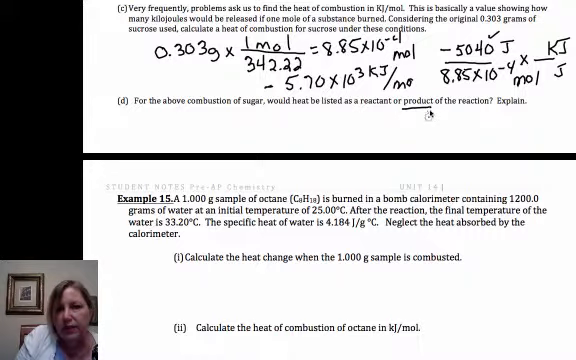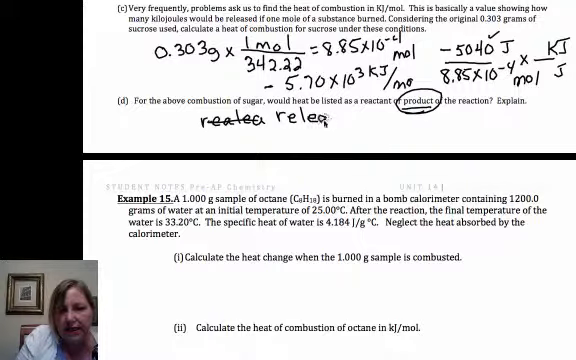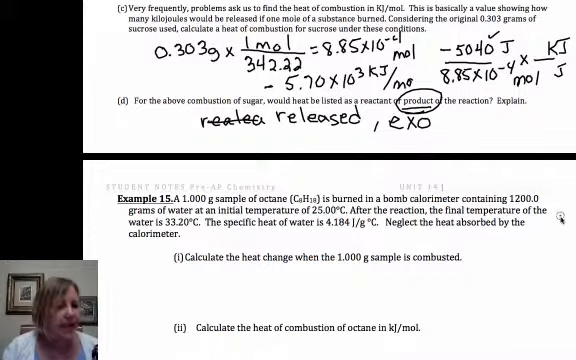Now the next one says, would it be a product or reactant? It's a product because heat's released in a combustion. I can't even spell. It's too late at night. It's released in a combustion. In other words, it's exothermic. So we would write it as a product.